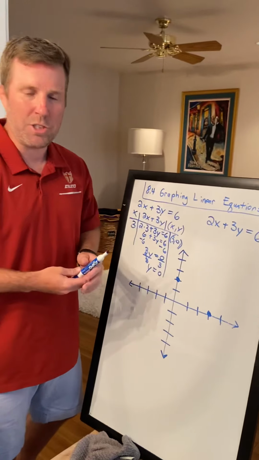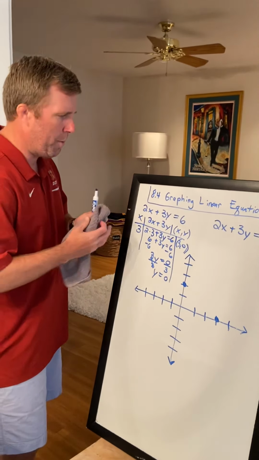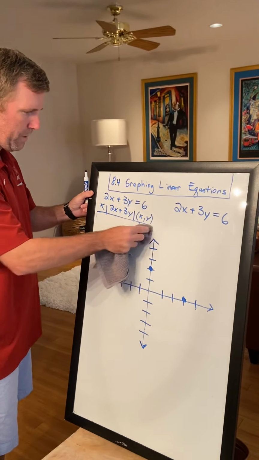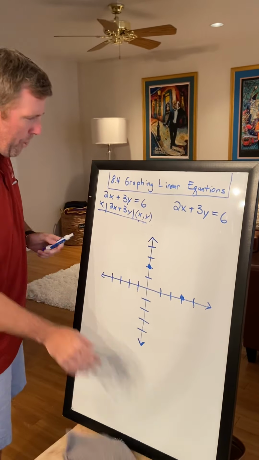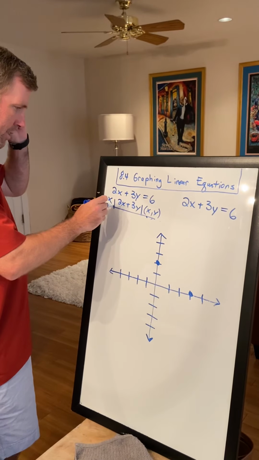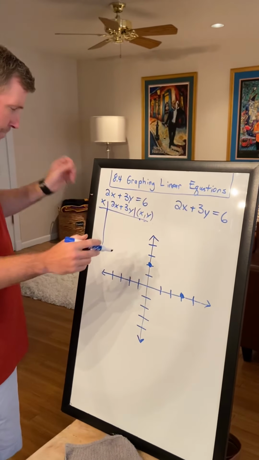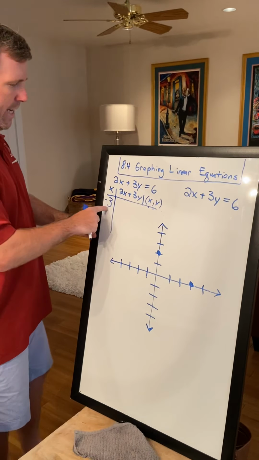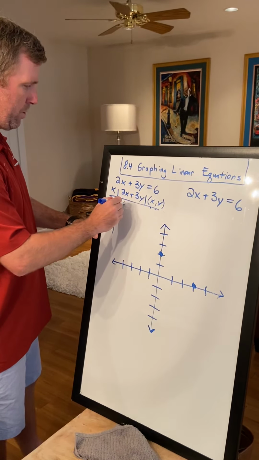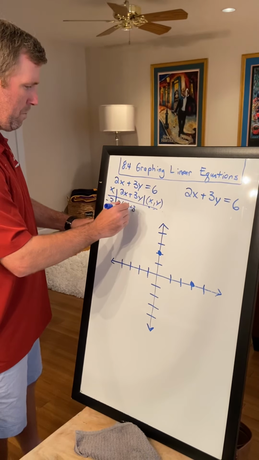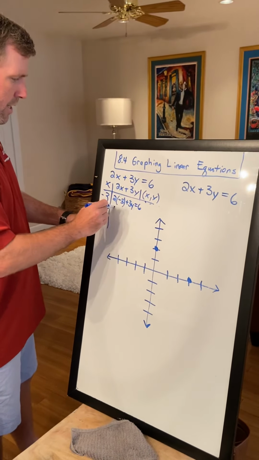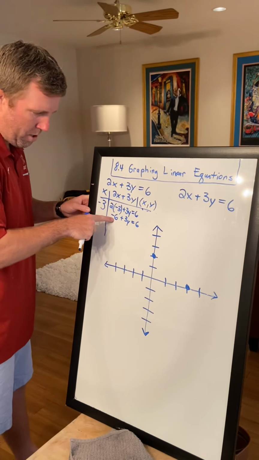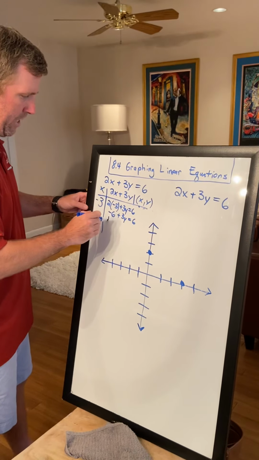Now, I told you need a minimum of 2 points to graph a line. I'm going to actually ask you to find a 3rd point, just to double check it. So let's go ahead and throw in another value for x. Let's do -3. So when I plug -3 in for x, 2 times -3 plus 3y equals 6. Negative 6 plus 3y equals 6. This time, though, I have to add 6 to both sides.